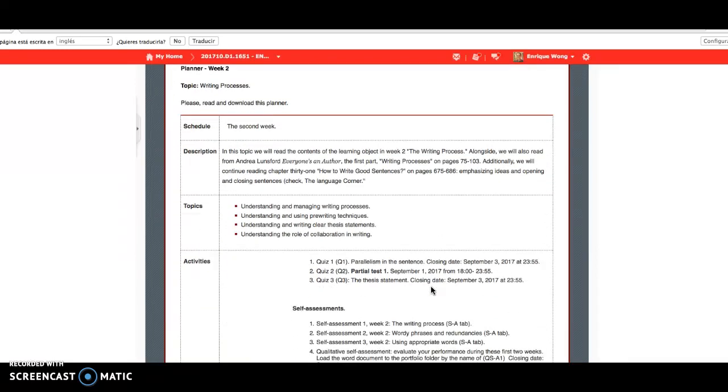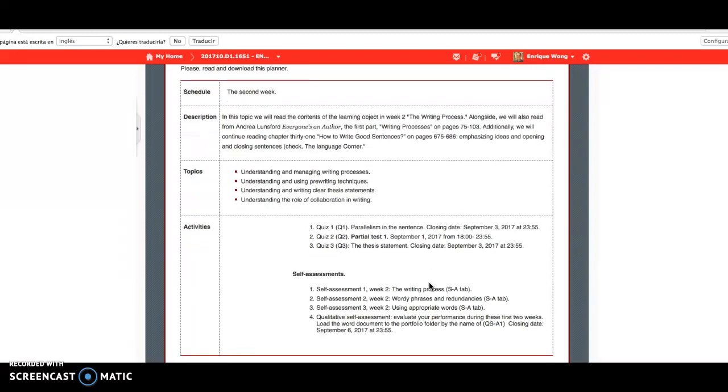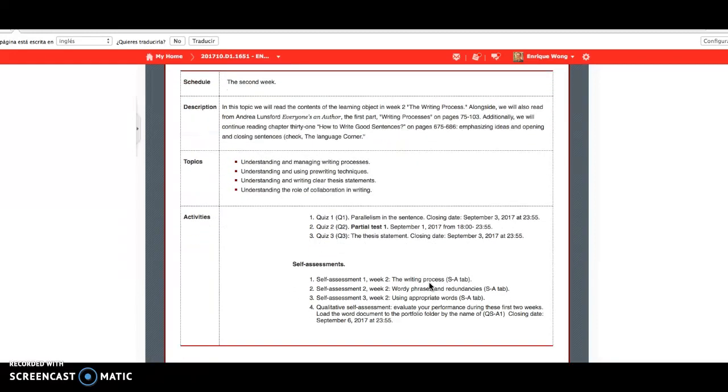We have some activities after you have studied the material from the book and from the learning object. And this week we have the regular exercises that I told you that we have more than one attempt, and we have the first partial test. So quiz 1, parallelism in the sentence. Quiz 2 is the first partial test, and quiz 3 is the thesis statement. After you do that, you evaluate your progress by completing the self-assessments.